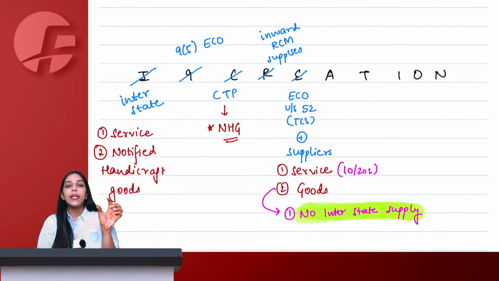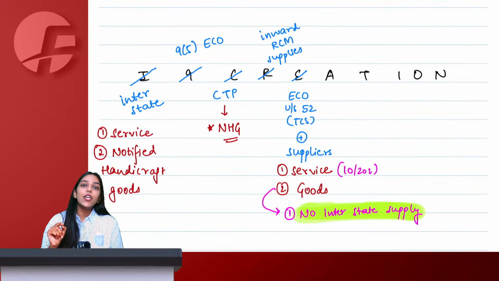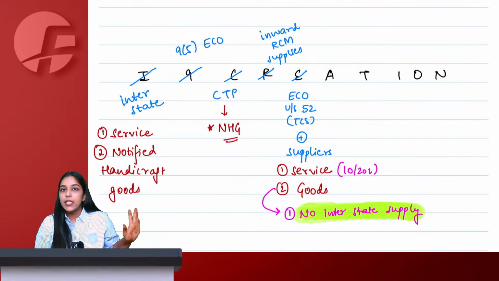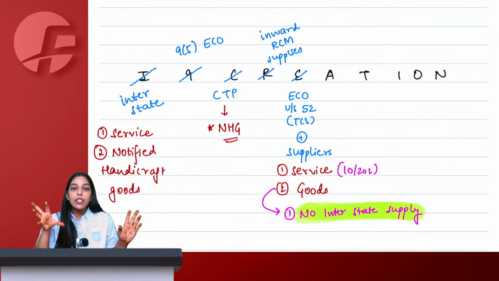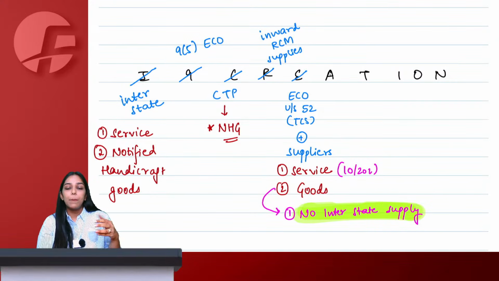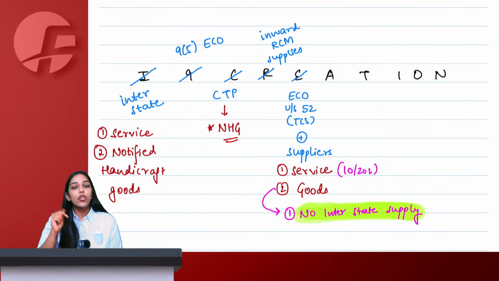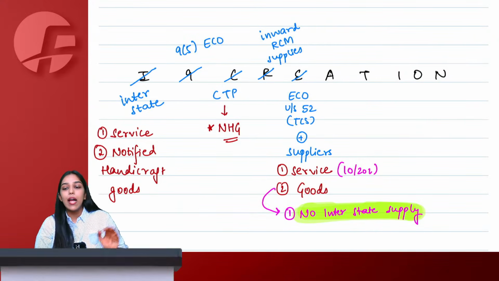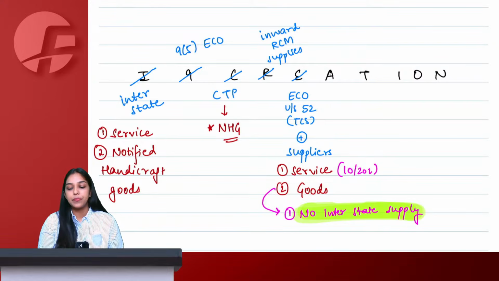Otherwise than that, point number E says that every e-commerce operator who is liable to collect TCS will take compulsory registration. But the suppliers who are supplying through an e-commerce operator, if I am a service supplier, then until my aggregate turnover reaches the threshold limit, no need to take registration. For goods also the same thing applies. But for goods, I have to fulfill certain conditions. For services, I do not have to fulfill any condition.